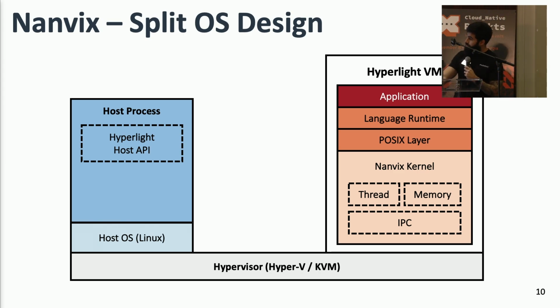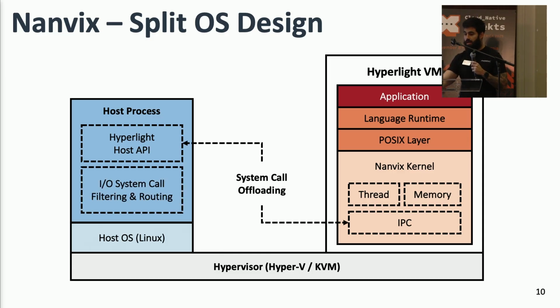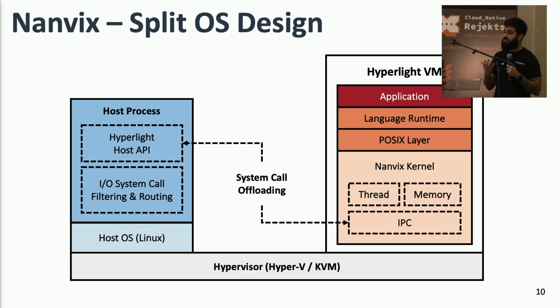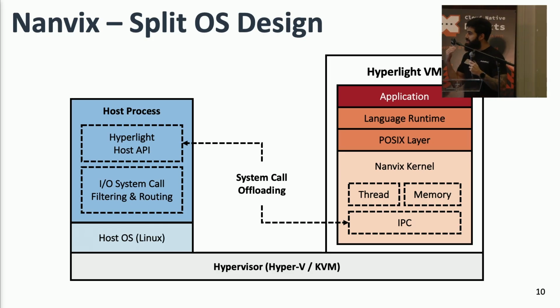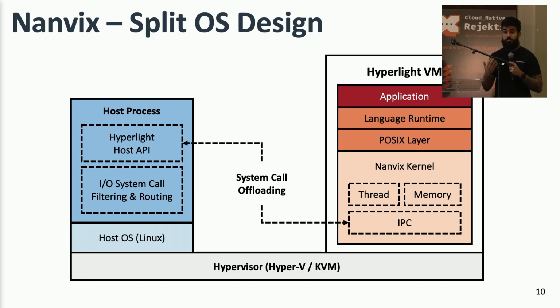Basically what we do is leverage this host process that has the Hyperlight host API to have a module there that takes all the system calls, the I/O system calls, does some filtering and routing on them. The idea is that in your Hyperlight VM, you are offloading all those system calls to your host process, right? By doing so, we can expand the capabilities of Hyperlight to all those 150 system calls.